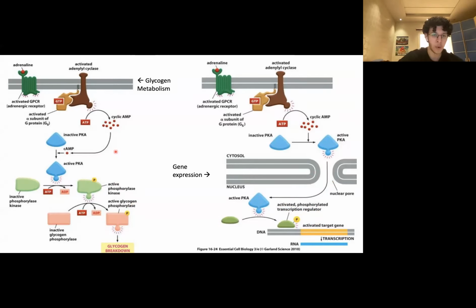Now, another thing that might help is knowing what is specific in each part of this cyclic AMP pathway. Here we have two which are specific, phosphorylase kinase and glycogen phosphorylase. And with transcription, we have only transcription regulator in addition to protein kinase A. So the specific ones for glycogen breakdown are phosphorylase kinase and glycogen phosphorylase. For transcription regulation, it's transcription regulator.